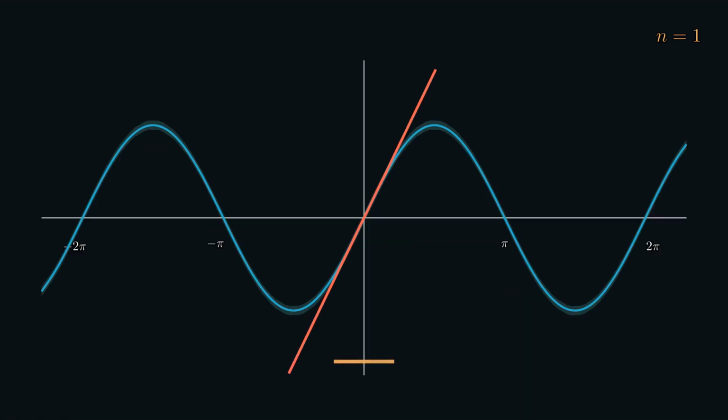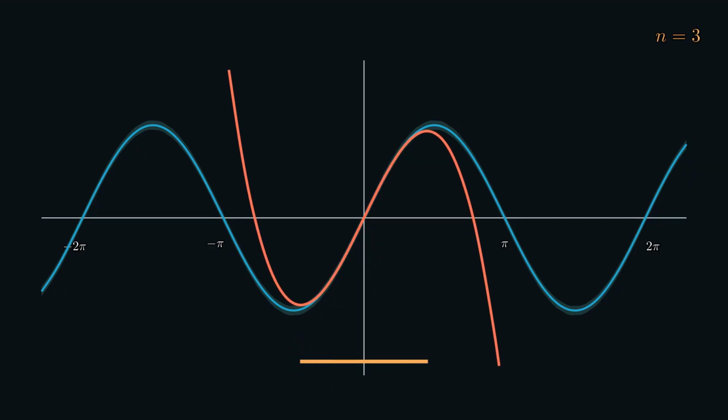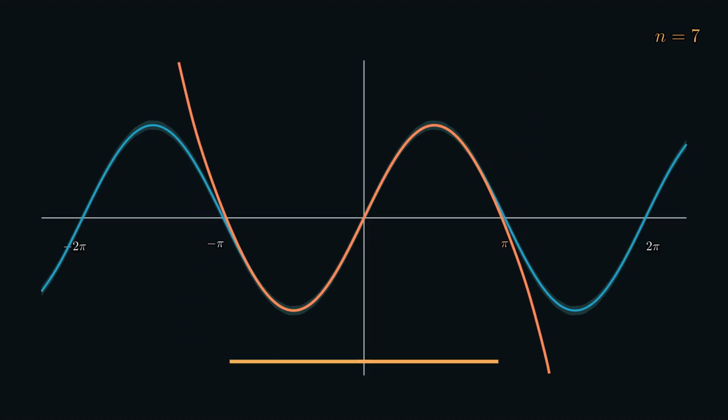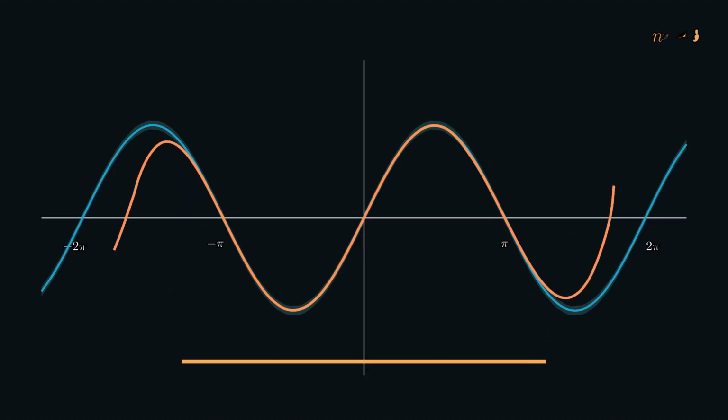Now watch the polynomials hug the curve. Degree 1 holds on only briefly. Add the cubic term, and the embrace widens. Degree 5 reaches further still. Degree 7 is remarkable. It tracks sine nearly all the way to pi, staying within 5/100ths.